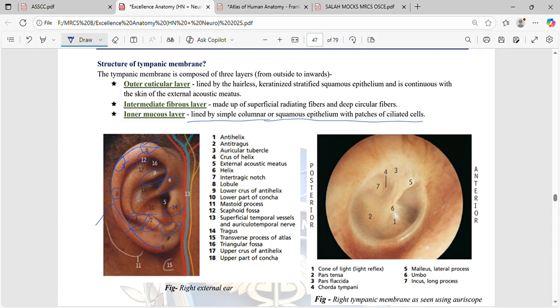11 is the mastoid process. 12 is the scaphoid fossa, and then we have 16, the triangular fossa, and then 18, which is the upper part of the concha. 10 is the concha, 18 is the upper part of the concha, 17 is the upper crus of the antihelix. The antihelix goes like this, with one crus and a lower crus. So 9 is the lower crus of the antihelix, and 17 is the upper. And yes, this is the right external ear.